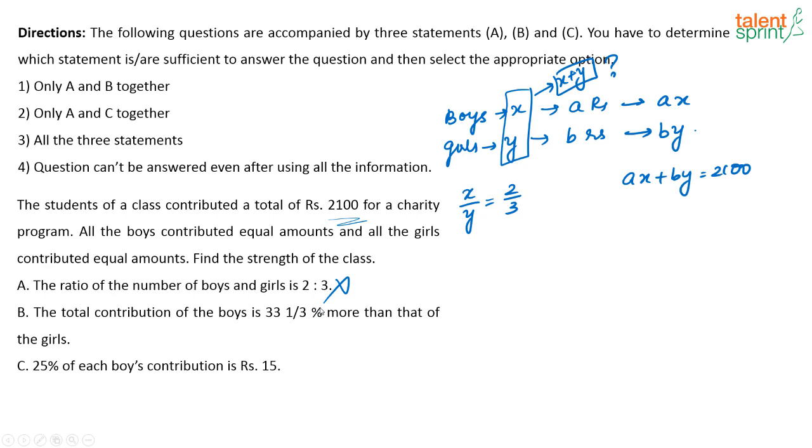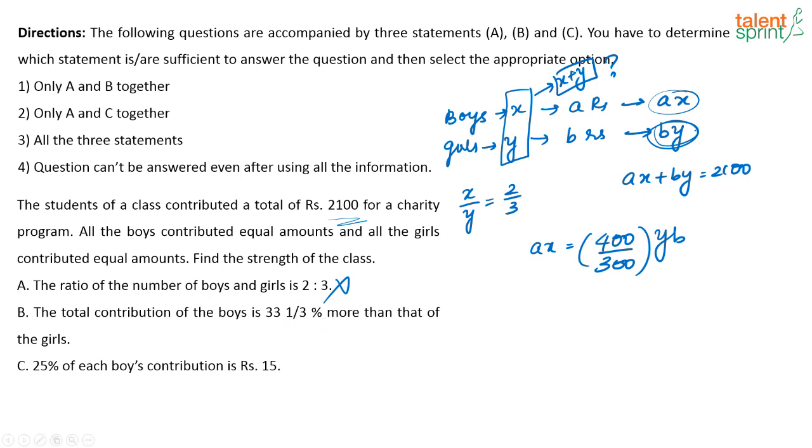Next one. The total contribution of the boys is 33 1/3% more than the total contribution of the girls. So what is the total contribution of boys? It is nothing but AX. Total contribution of girls is BY, right? So it is given that AX, what is 33 1/3? It is 100/3%, correct? The total contribution of boys is 33 1/3% more than the contribution of girls. Or I can say AX is equal to 400/300, or 4/3 times YB, correct?